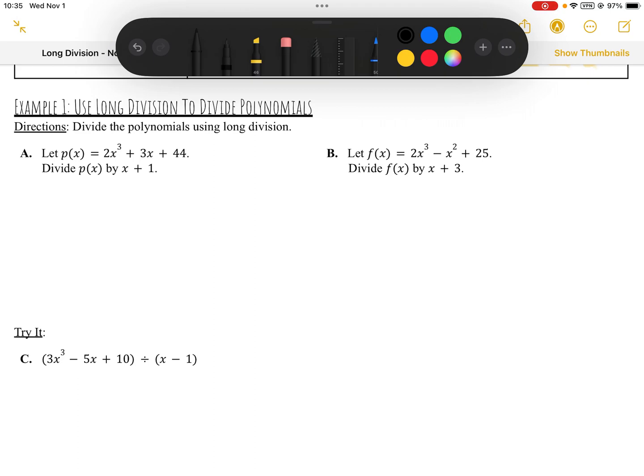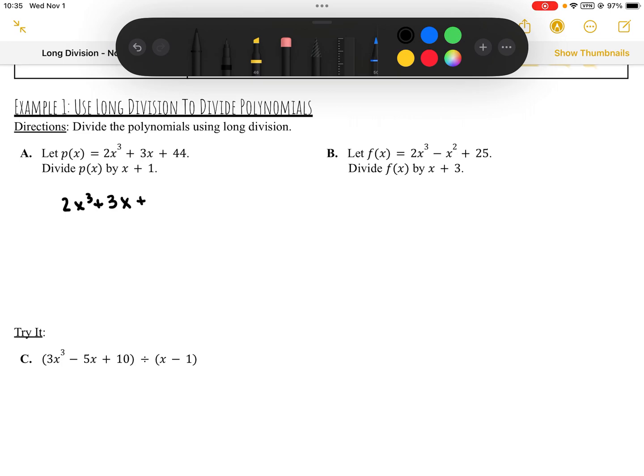So let p of x equal 2x cubed plus 3x plus 44. We're going to divide p of x by x plus 1. So I'm taking my polynomial 2x cubed plus 3x plus 44.